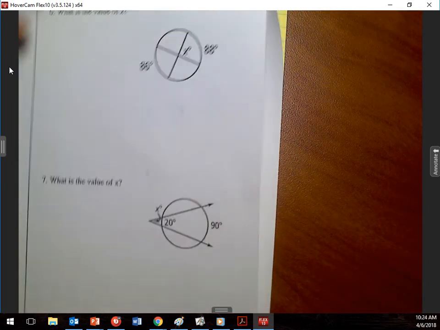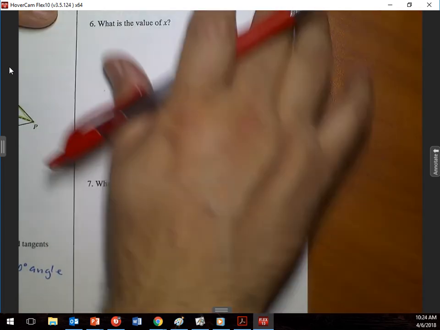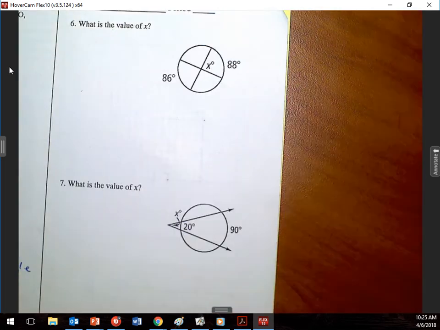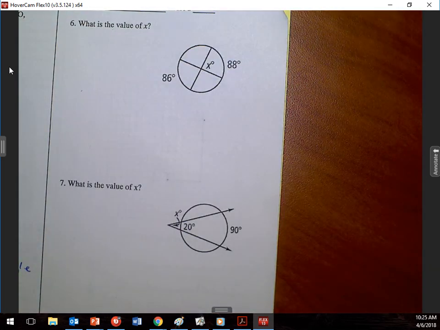Alright, let's take a look at this one over here. What is the value of x? Now, this one, we can go back to the notes. Where are these things crossing? Is it inside the circle or outside the circle? Inside. They're crossing inside, and I'm going to pull up the notes so you know exactly which ones we're talking about.